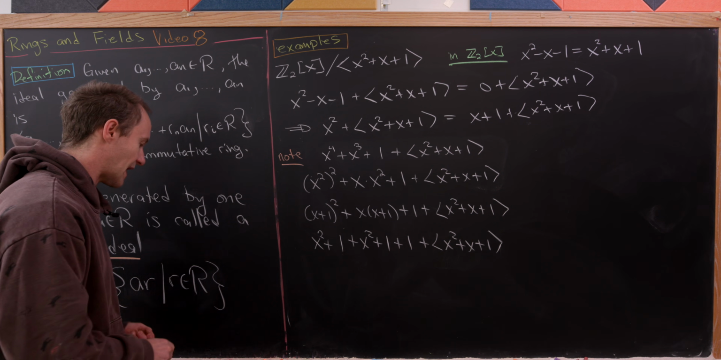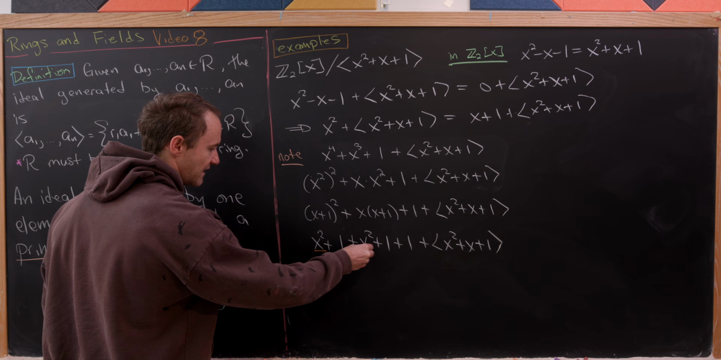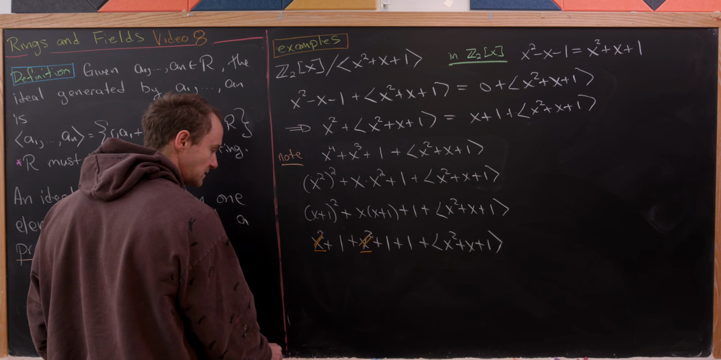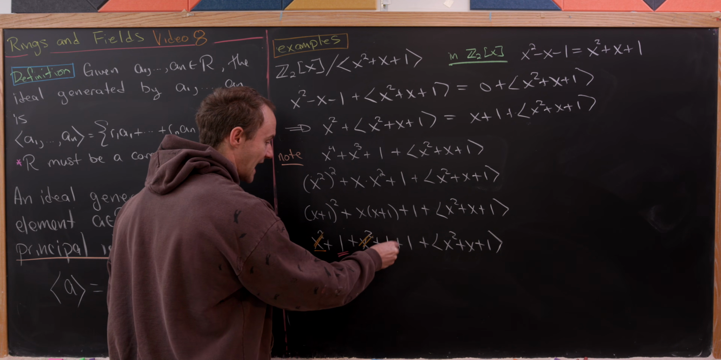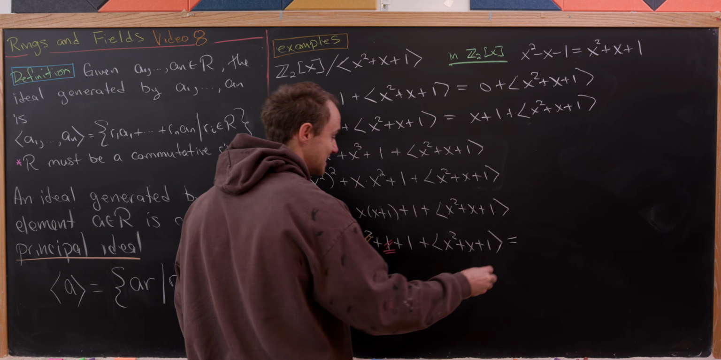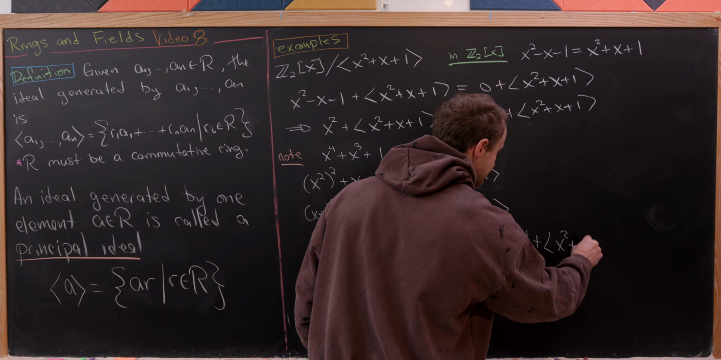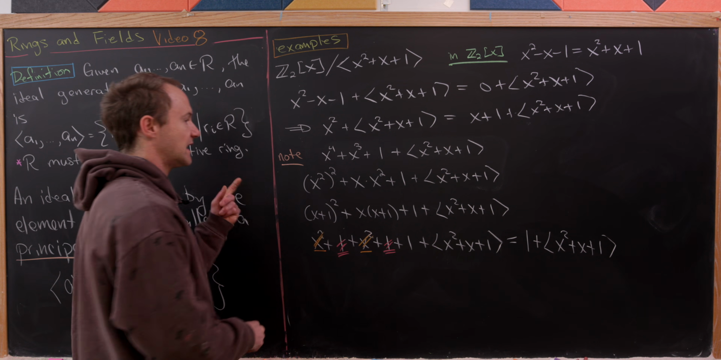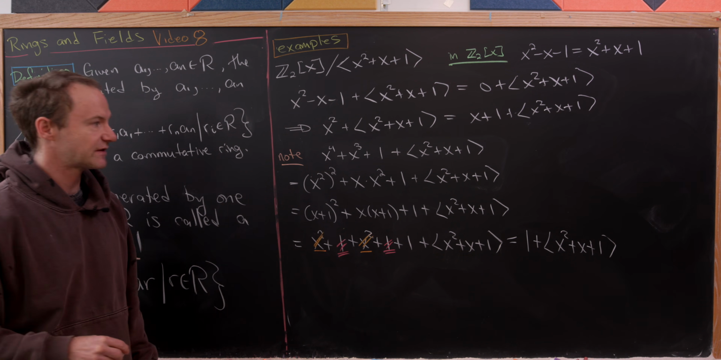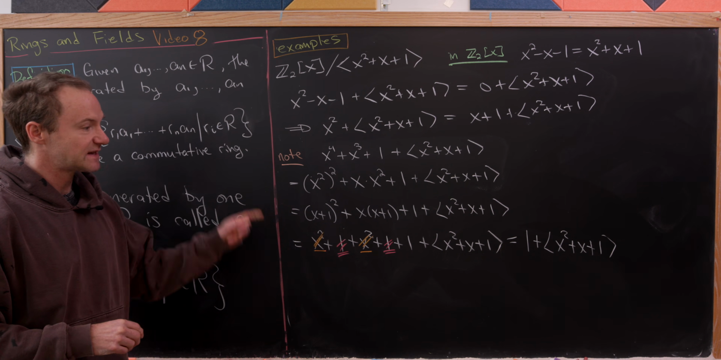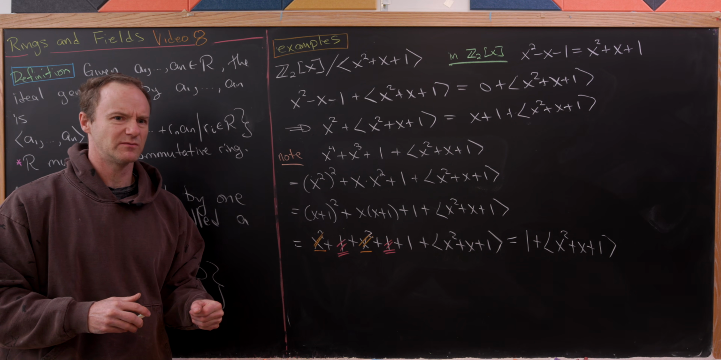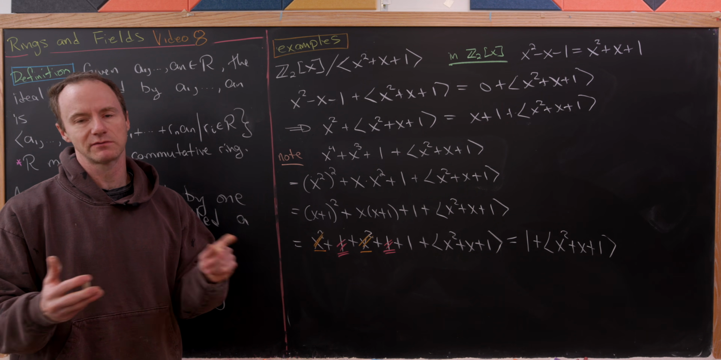Great. But now I'd like to observe that this x squared and this x squared will add together to give us 0 because it gives us 2x squared. And then this 1 and this 1 add together to give us 2, which is 0. So let's observe that in the end, this is essentially just the coset 1 plus our ideal. So again, what did we just show? This coset associated to our polynomial x to the fourth plus x cubed plus 1 was simply the coset attached to 1.